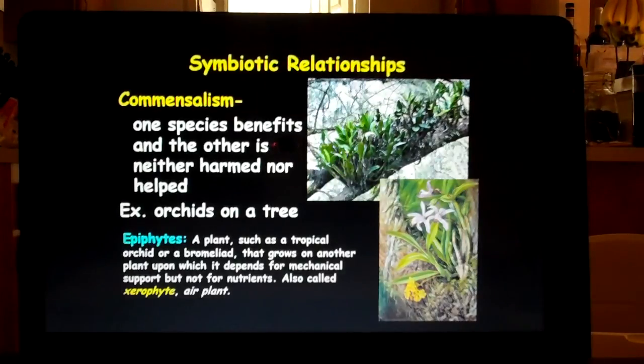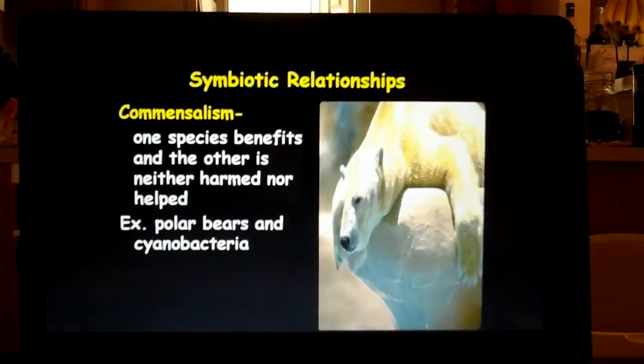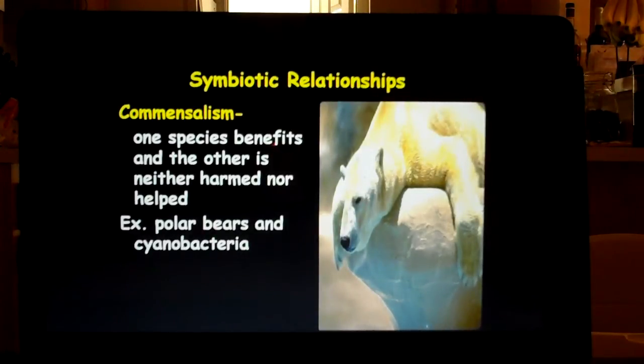Okay, so commensalism is one species benefiting and the other is neither harmed nor helped. So this is like an orchid on a tree. An orchid actually grows on a tree, and it doesn't hurt the tree, but the tree isn't helped either. It just is kind of there. So commensalism is one species benefits and the other is neither harmed nor helped. Another example of this would be polar bears and cyanobacteria. Polar bears have cyanobacteria that grows on their backs, but it doesn't harm nor help them.